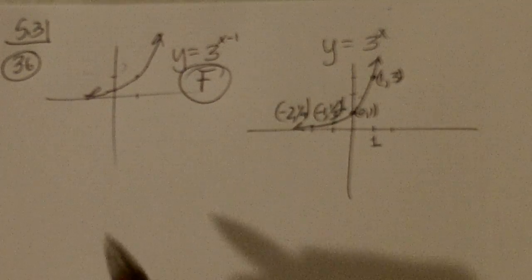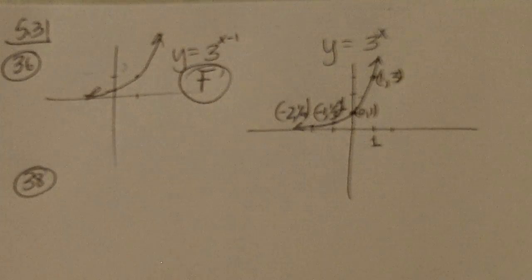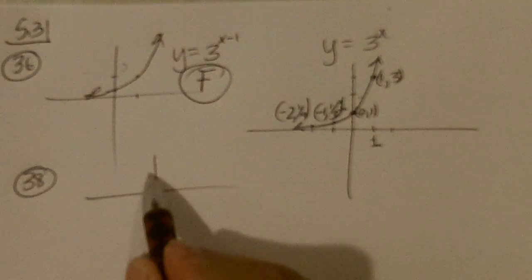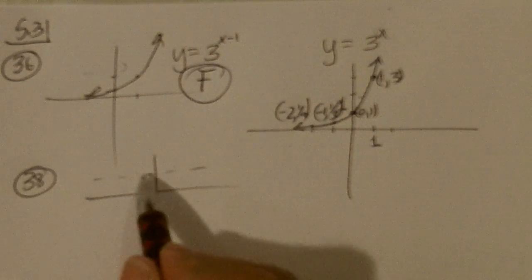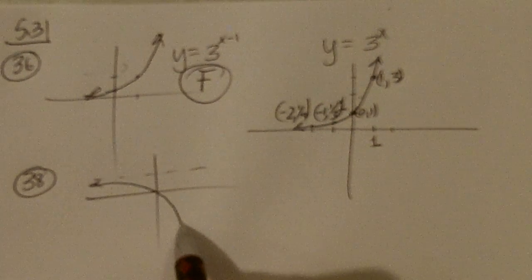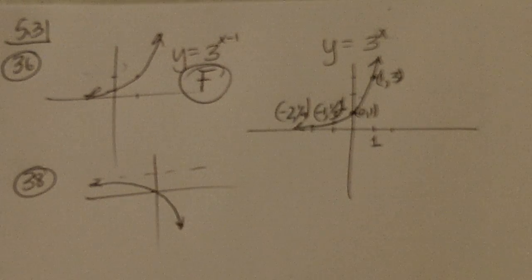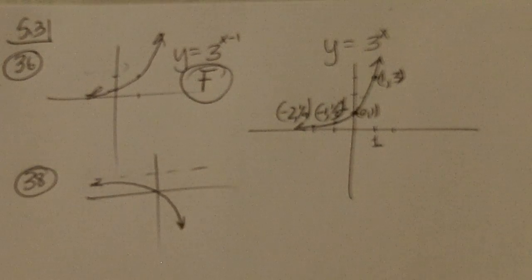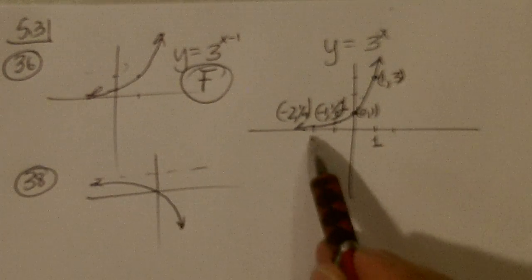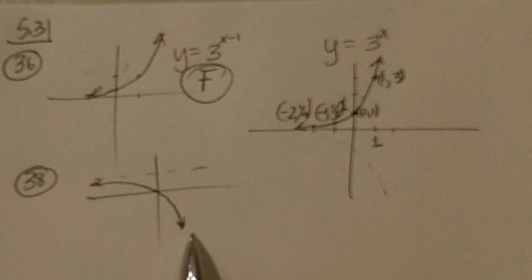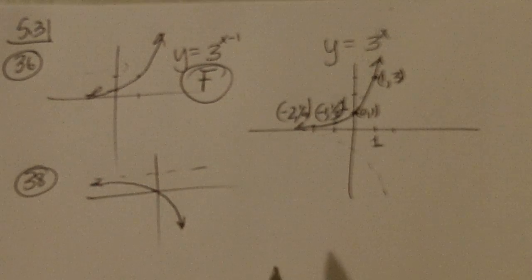Next one was 38. And now this graph has the asymptote there, it goes through the origin, and it looks like this. So if we took our original graph and flipped it over the x-axis, it would be down here, which is kind of what this looks like, except moved up 1.